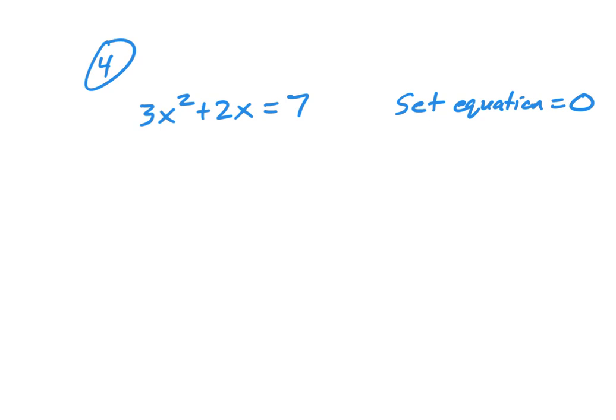So we want it in that quadratic equation form. I'm going to subtract 7 from both sides. And that would now be our standard form of a quadratic equation: 3x squared plus 2x minus 7. We always write the x squared first, and then the x, and then the constant.